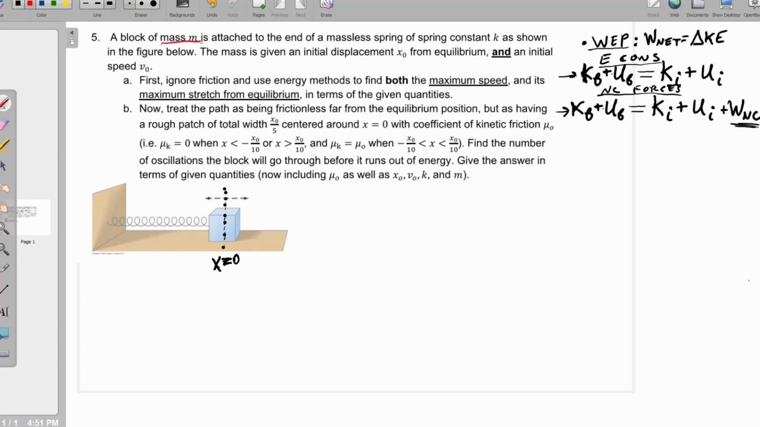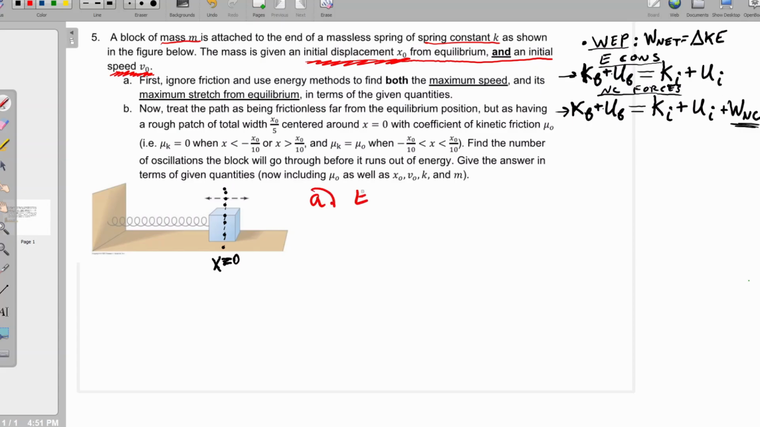A block of mass m is attached to the end of a massless spring of spring constant k, and that's shown in the figure below. The mass is given an initial displacement x0 from equilibrium and an initial speed v0. Okay, so it has both. In part A, we're asked to ignore friction, use energy methods to find both the maximum speed and its maximum stretch from equilibrium. Okay, so it starts out, remember, with an initial displacement and an initial speed. We're going to find the maximum displacement and the maximum speed, and you definitely want to use conservation of energy for this.